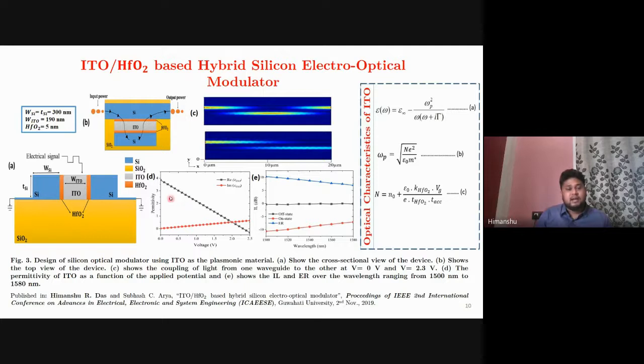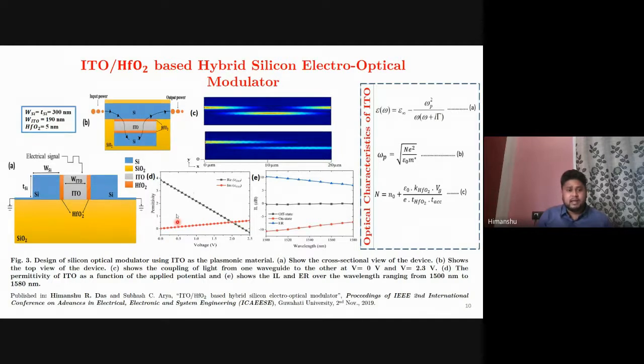Here we can see that the real part of the ITO's permittivity, which is indicated by the black line, decreases, and the imaginary part of the ITO's permittivity, which is indicated by this red line, increases with increase in applied potential. So at around 2.3 volt, the real part of ITO's permittivity, that is the black line, reaches 0. So this is known as the ENZ condition or epsilon near zero condition. At this condition, the behavior of ITO changes from a dielectric state to a metallic state. Therefore, at around 2.3 volt, the ITO layer absorbs the energy.